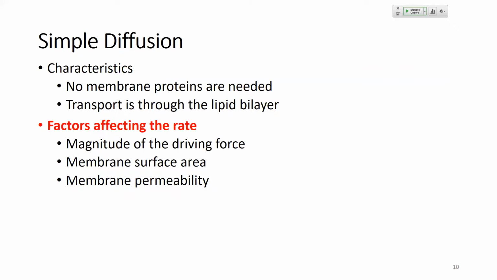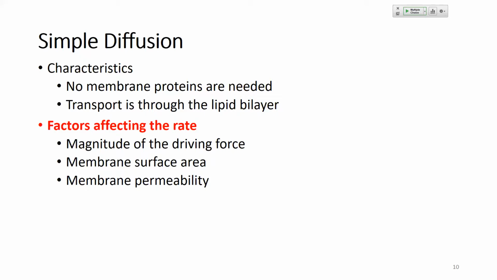Factors affecting the rate of simple diffusion are going to be the magnitude of the driving force. Now, as we'll see a little bit later, the driving force here can either be the chemical or the electrical driving force, but it is most likely the chemical driving force. I'll say that again. The driving force that we're speaking about here is most commonly the chemical driving force, but we can take the electrical driving force into consideration.